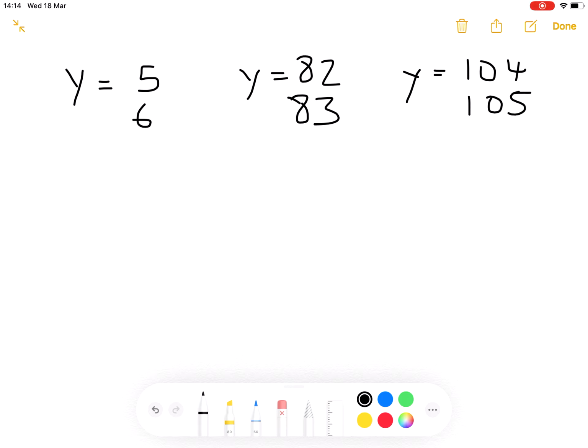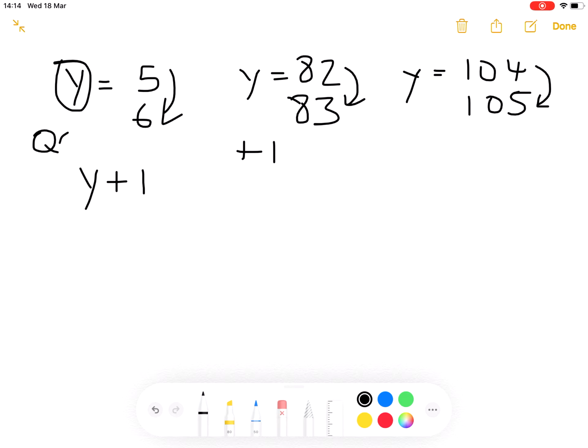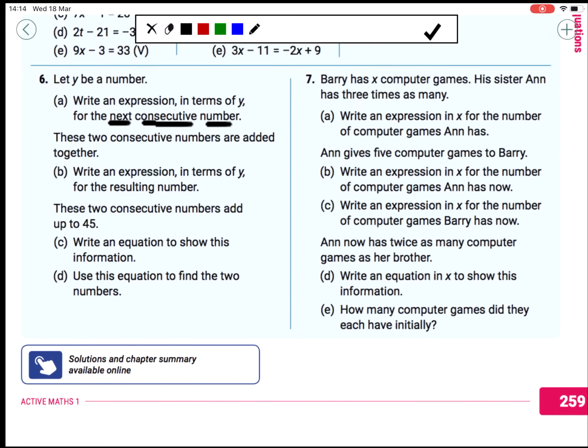Now have a look. What is happening? Each time, the next consecutive number, all I've done is what to each thing? All I've done is added 1. Okay? So if y is the number that I'm talking about, then my next consecutive number is simply y plus 1. Okay? So remember, we're on question 6. And this is part A, as far as I know. So, y plus 1 is my start point there.